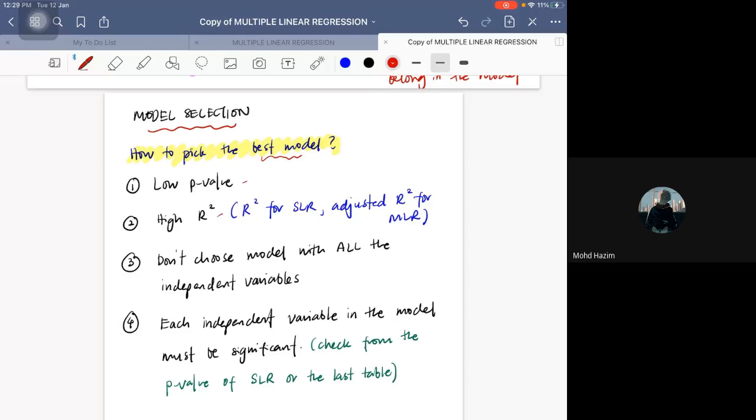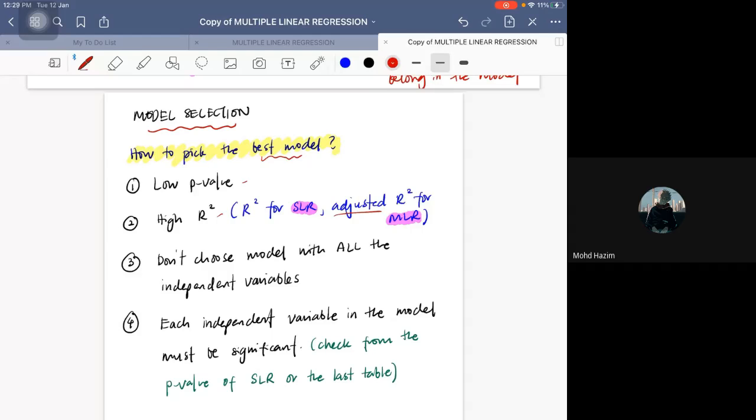But as I mentioned just now, when you are looking for a model with only one variable, you look at R-square. When you're looking for a model with more than one independent variable, have a look at the adjusted R-square. That is where the value of the coefficient of determination comes from. So the keyword is going to be adjusted.